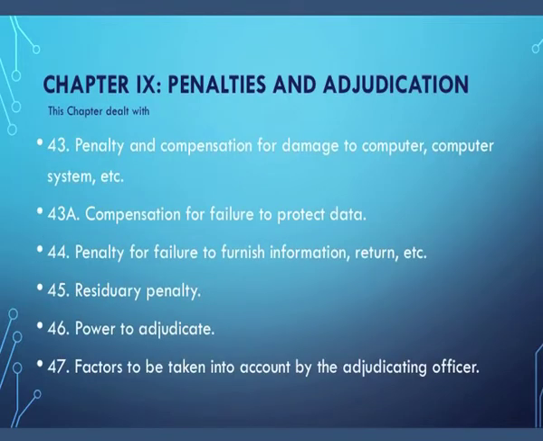Now, chapter 9, penalties and adjudication. Computer offences are of varied nature. They may involve a standalone computer, a computer system or a computer network. All these may contain personal information, confidential information and various other types of non-disclosable information or data.